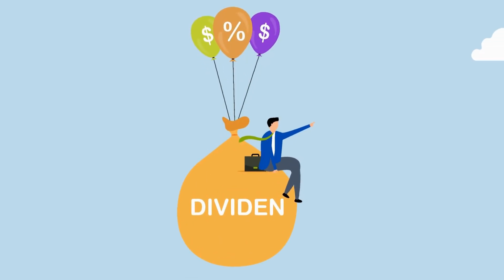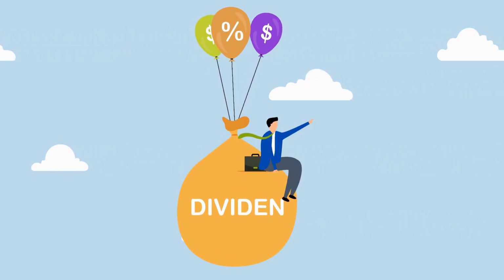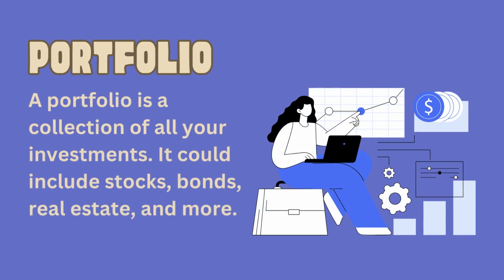Dividends. Dividends are payments made to shareholders from a company's profits. If you own stock, you might get dividends as a reward. Portfolio. A portfolio is a collection of all your investments. It could include stocks, bonds, real estate, and more.